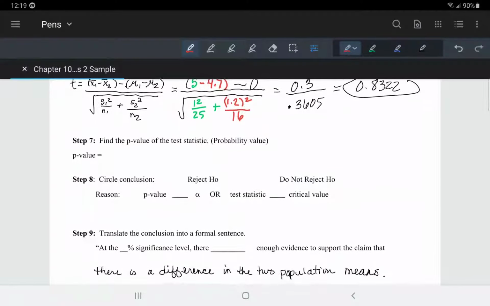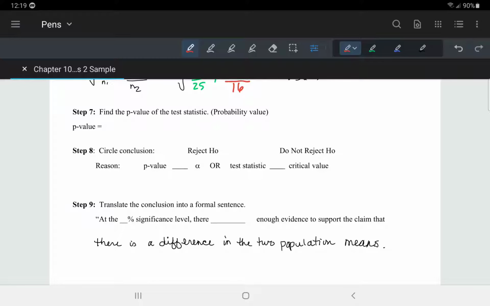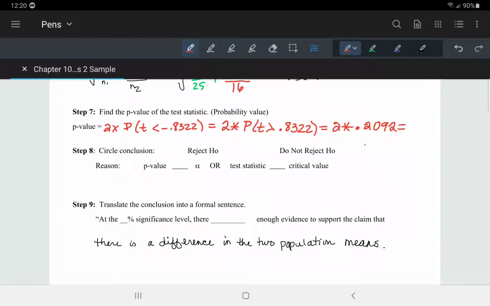So in step 7, we're asked to find the p-value of the test, and we need both tails, so you can either take 2 times the probability that t is less than the negative value, which is negative 0.8322, or you can take 2 times the probability that t is greater than the right-hand value, which is positive 0.8322. Either way you do it, what you should come up with is 2 times 0.2092. So the associated p-value is 0.4184.